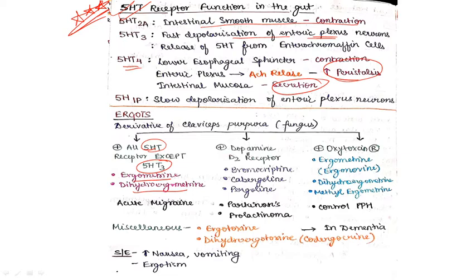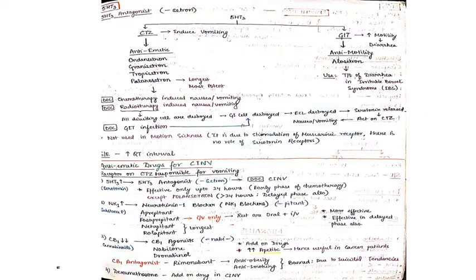Now, those that stimulate the dopamine D2 receptor: the drugs are bromocriptine, cabergoline, and pergolide. Clear? And these are drugs used for Parkinson disease and hyperprolactinemia. Then those stimulating oxytocin receptors are ergometrine, dihydroergometrine, methylergometrine. They are used for control of PPH. So this is the basic intro about the receptors.